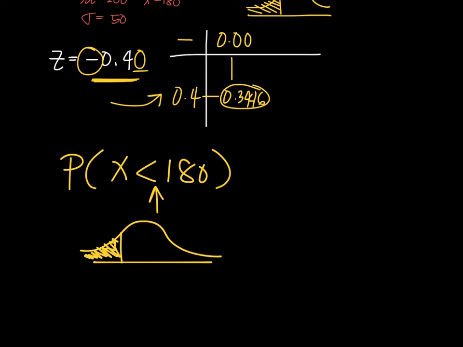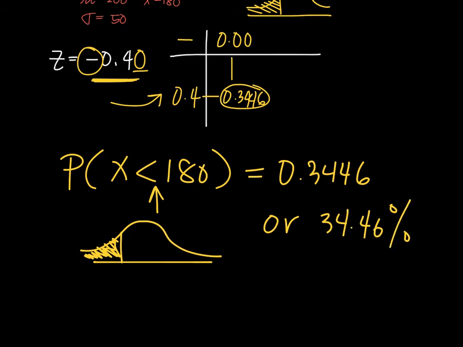So since we already have 0.3446 as the area to the left, then the probability that the allowance of that student, randomly selected student, is less than 180 is 0.3446 or 34.46%. So there is a 34.46% chance that that student has daily allowance less than 180.